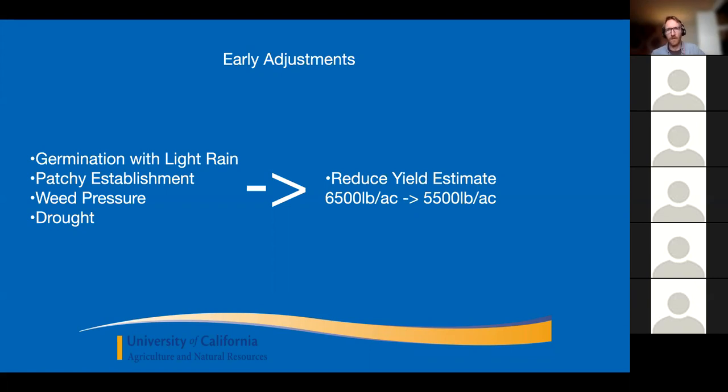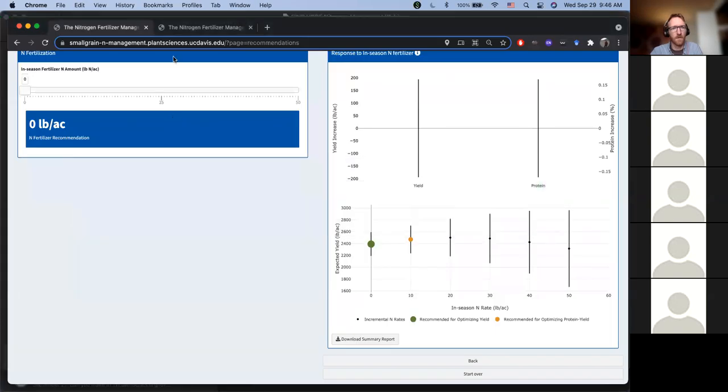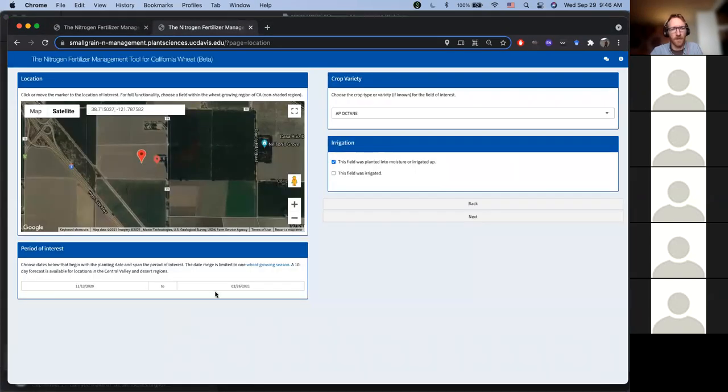This is an irrigated field though, so they were able to kind of work back a little bit. Here's all the data for that. And let's go back to the model, the web tool. So here we go. I punched in all of this stuff. It happened to be Octane. This field was irrigated, but hadn't been irrigated up to that point.